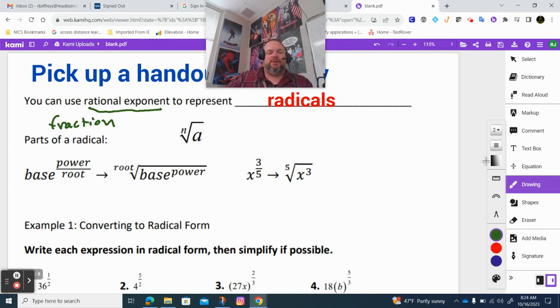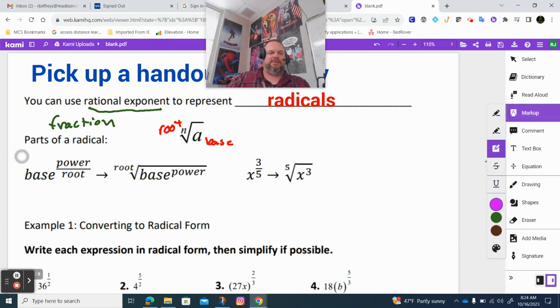Now, parts of a radical, we have our, this is the little n here. This is called our root, and this is our base. I kind of took old notes and then made them better because the other stuff was not great. What we're going to have is a base, some power, and something in the bottom of this fraction, and it's going to be the root.